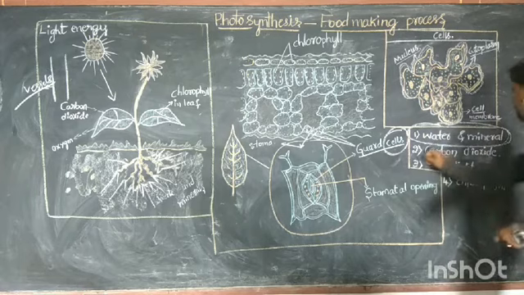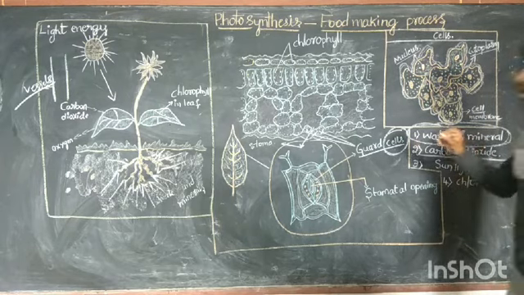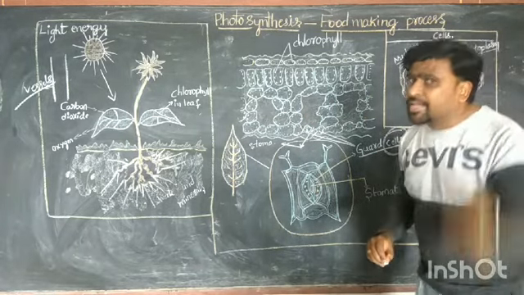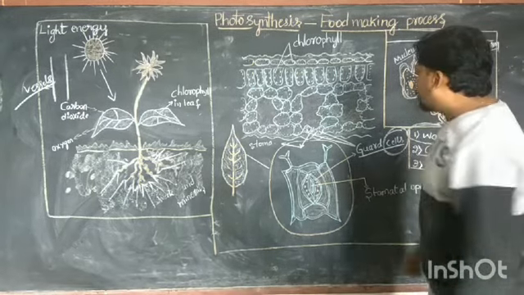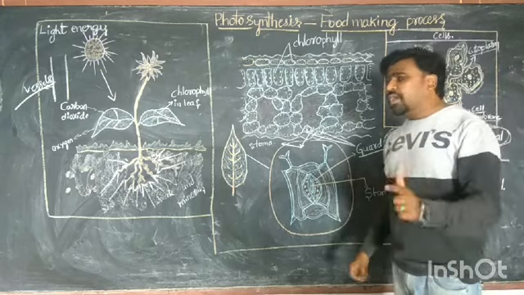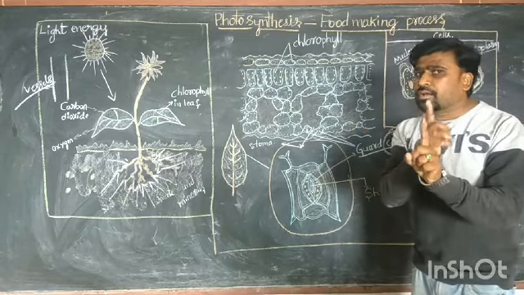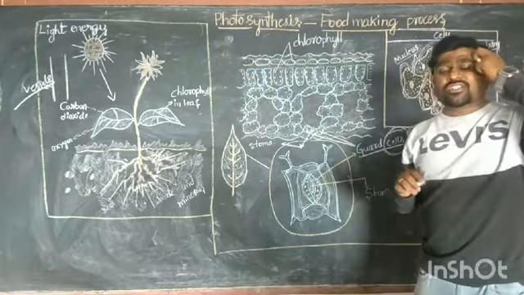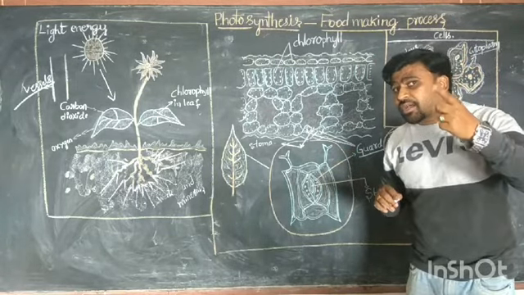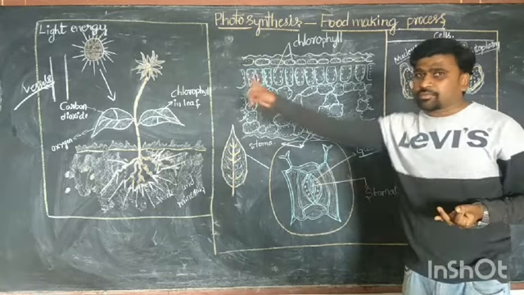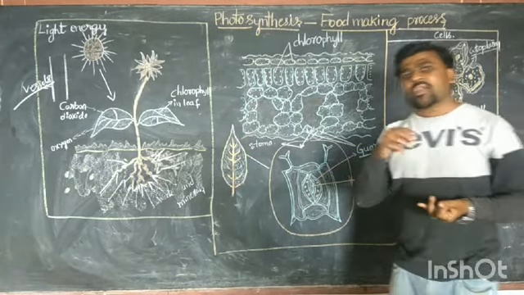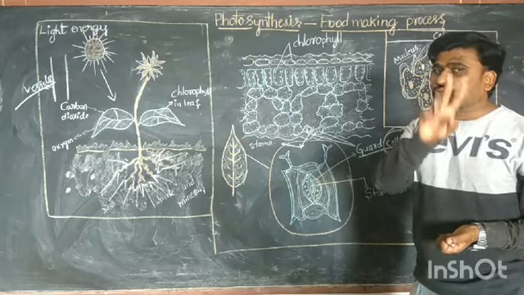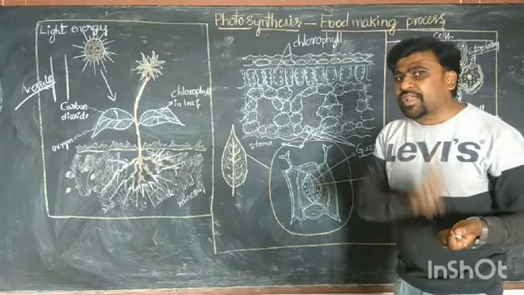Now listen here. The second thing we have discussed is carbon dioxide. Carbon dioxide enters the leaf through the tiny holes. These tiny holes are nothing but stomata, which are covered by guard cells. Clear? Now the second raw material has reached the leaf. What is the first raw material? Water and minerals, which reach the leaf through roots and vessels. Correct? The second raw material reaches the leaf through stomata. Clear? Through stomata.